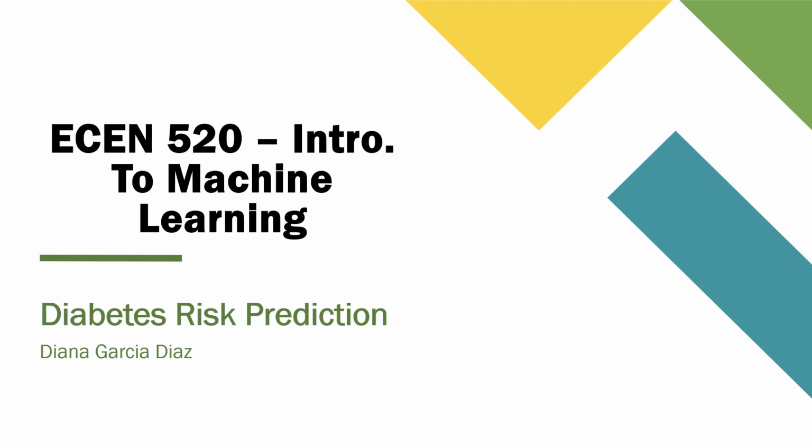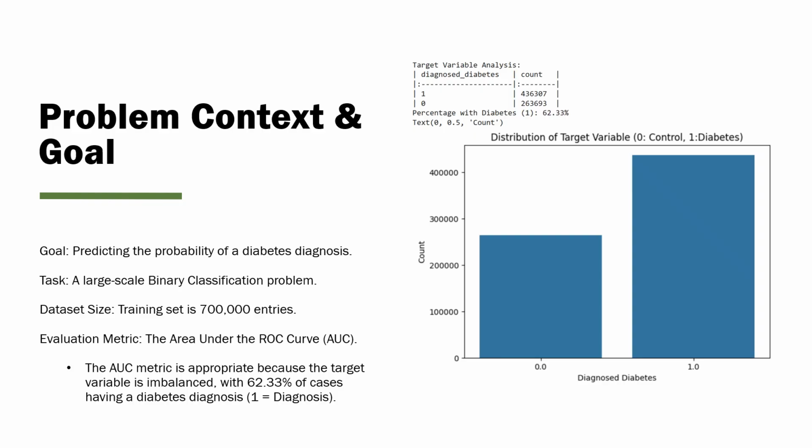My project is titled Diabetes Risk Prediction. This project focuses on a comparative analysis of different modeling approaches for the detection of diabetes. The project addresses a large-scale binary classification problem. Its aim is to predict the probability of a diabetes diagnosis.